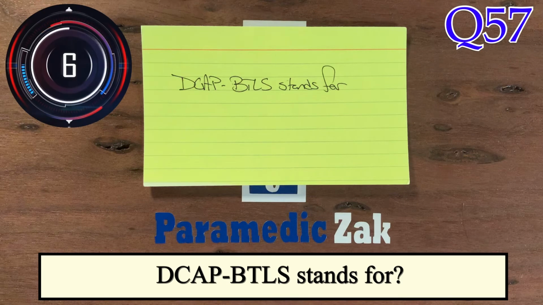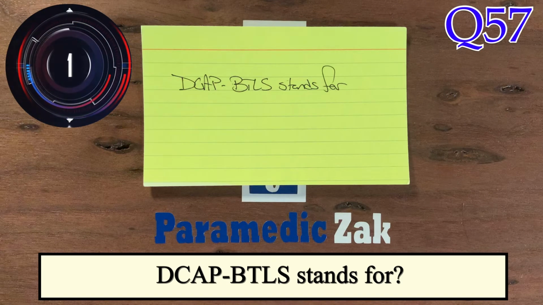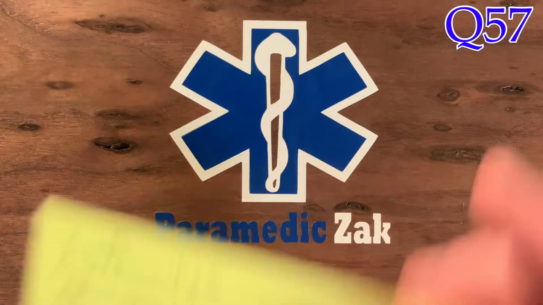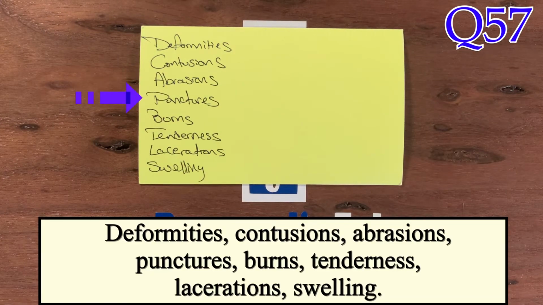Moving on to question 57. DCAP-BTLS stands for... So DCAP-BTLS is going to guide your trauma assessment and is going to represent looking for deformities, contusions, abrasions, punctures, burns, tenderness, lacerations, and swelling.